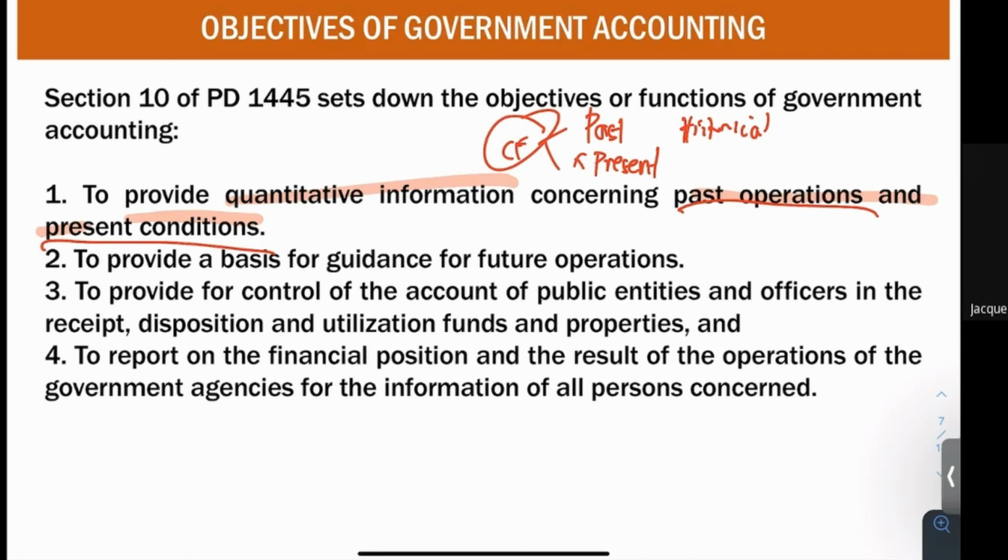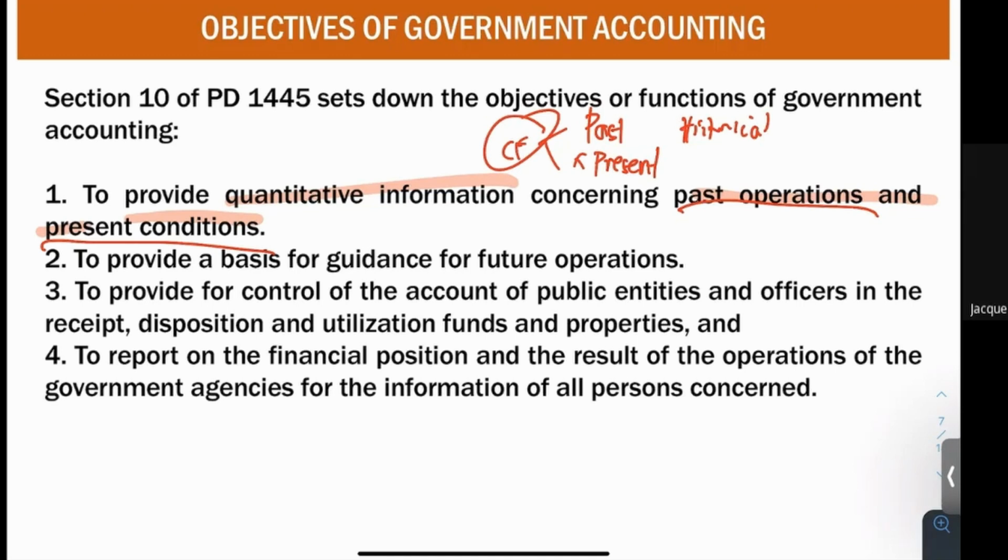Actually, I think your conceptual framework just did not include present conditions because, as you well know, under PAS 37, we can present your present conditions through your notes to the financial statements or through an adjustment to your financial statements for subsequent events, if you still remember. So we have subsequent events, events after the reporting period. Those are considered present conditions. They can still be reported. However, the conceptual framework did not place that in its definition. It only talks about past or historical events. But under 1445, we include both past and present conditions.